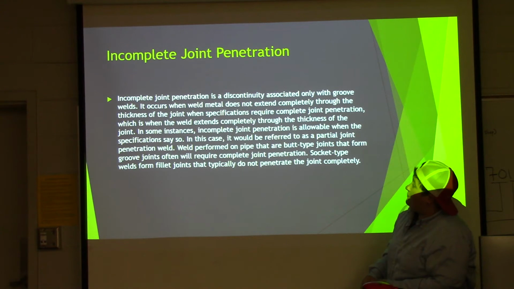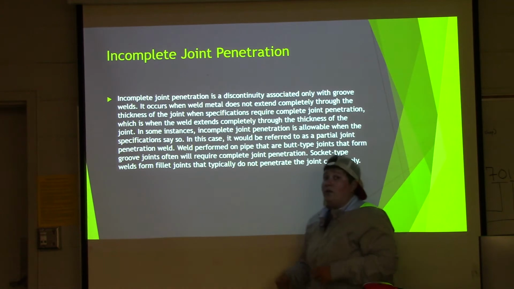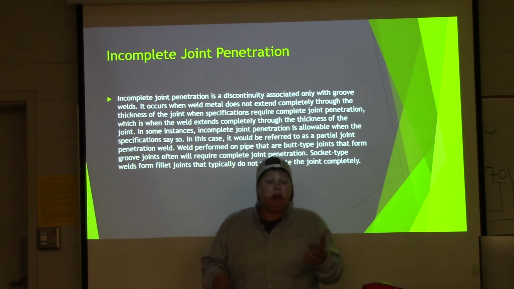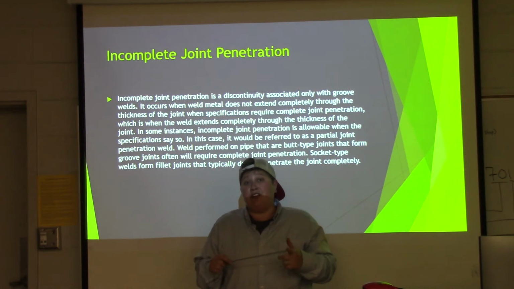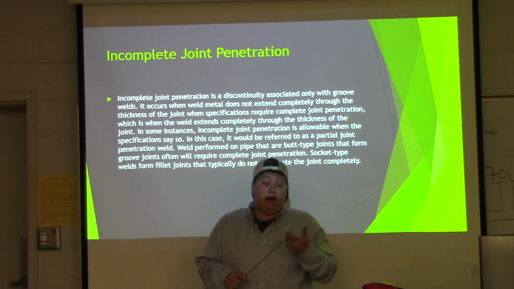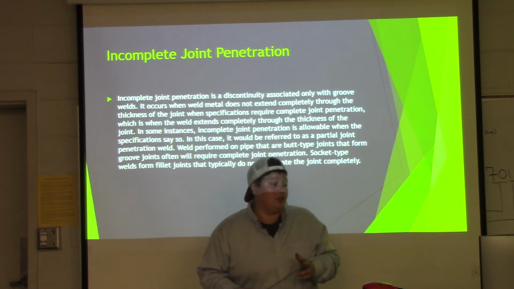Welds performed on pipe that are butt-type joints that form groove joints often will require complete joint penetration. Socket-type welds form fillet joints that typically do not penetrate the joint completely. With that being said, we are welding pipe, so you need to have 100% penetration. So with that being said, it can be flush to 1/8 of an inch, but it can't be underfilled and it cannot go over 1/8 of an inch.